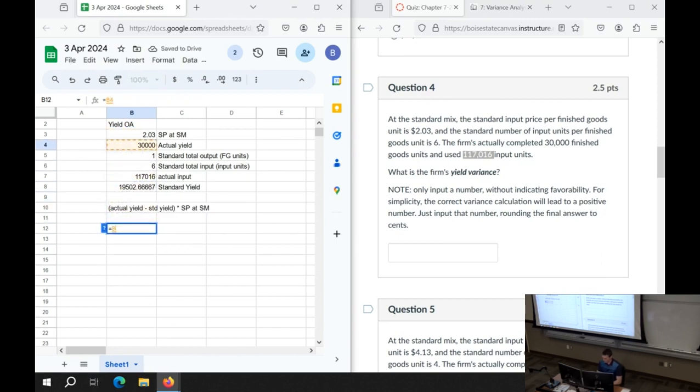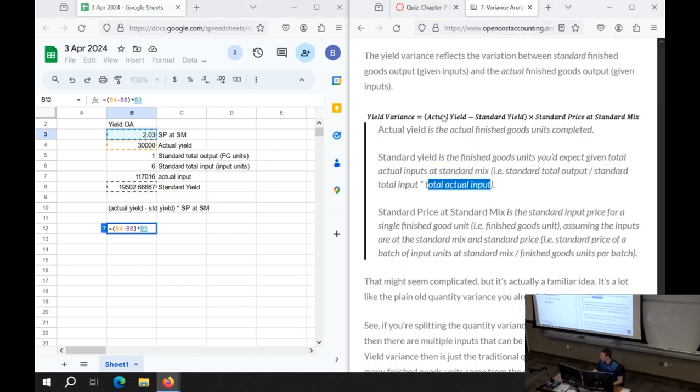So let's go ahead and follow that. Put parentheses. Follow this equation here. So that should be it right there. We have our actual yield, just following the equation right here. We have our actual yield identified. We have our standard yield that we had to calculate.